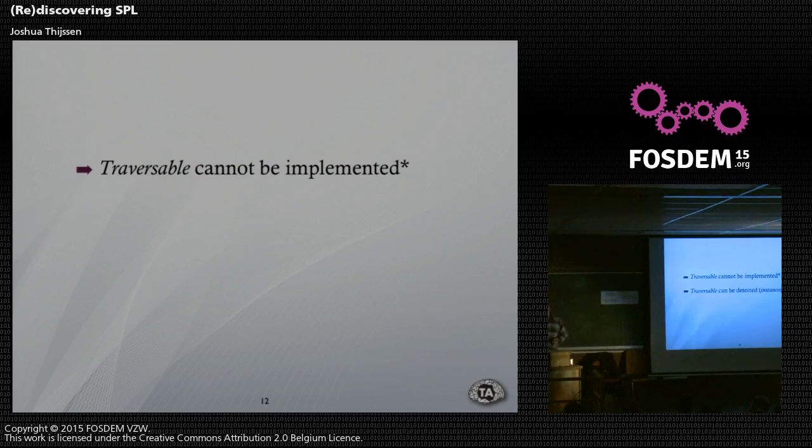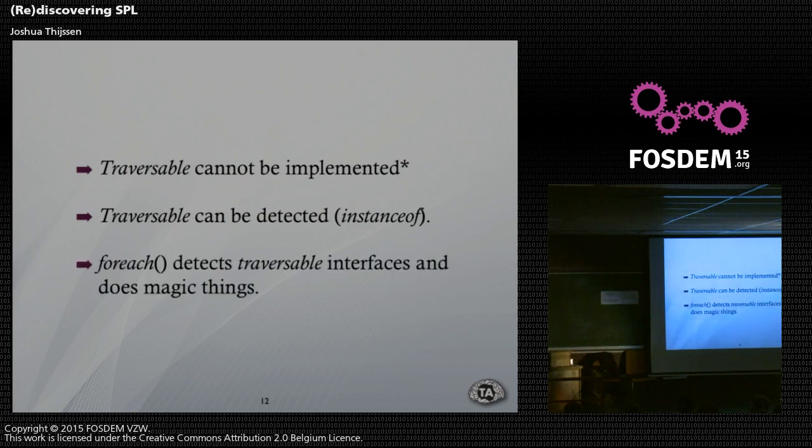So what's the point? Well, you can detect Traversable interfaces. So you can use things like instanceof to detect if an object is Traversable or not. Why do we need Traversable? Because if you're going to do foreach on a Traversable object, then it does magic things. With the magic things, I mean you can completely customize the way how foreach iterates over something Traversable, which is really awesome because you can do all kinds of really cool stuff with it. But again, Traversable we cannot implement directly.